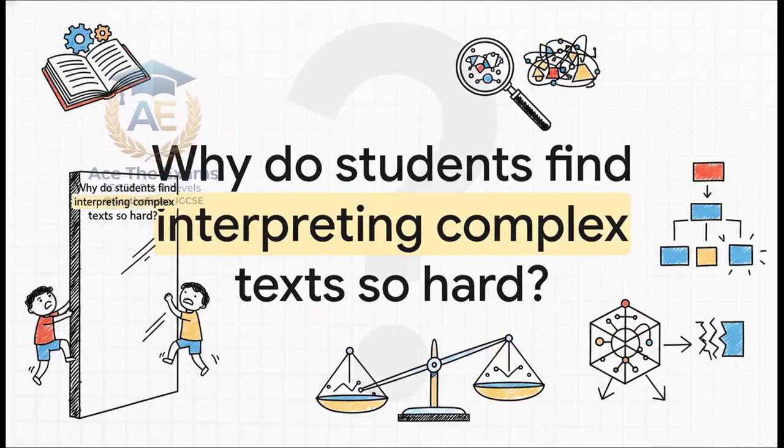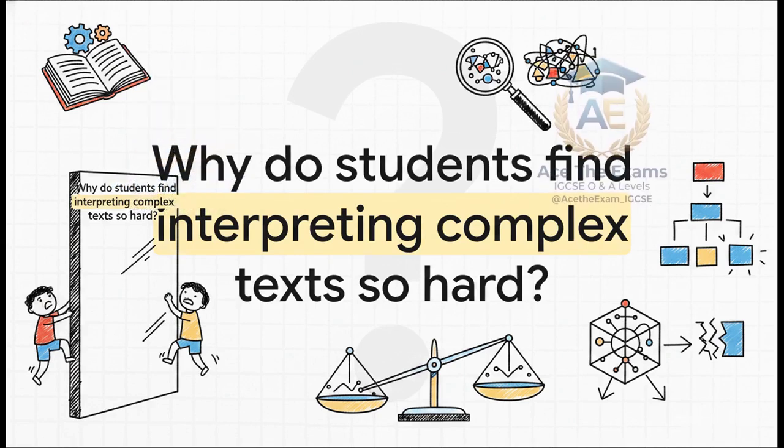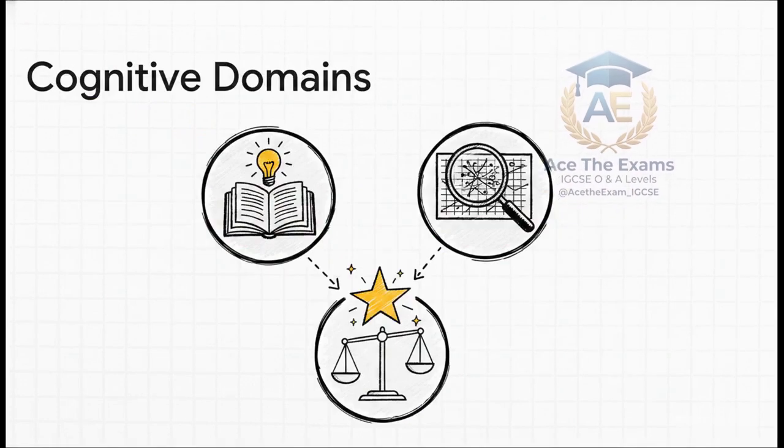Which brings us to this absolutely critical question. Why do students find interpreting complex texts and data so incredibly hard during the actual exam? Well, the issue usually stems from a reliance on superficial breadth rather than analytical depth. When you only skim the surface of the double entry system, interpreting complex data feels like trying to decipher a foreign language while a countdown timer is ticking in your ear. To break through this barrier, you have to master distinct cognitive domains. And this is how you do it.